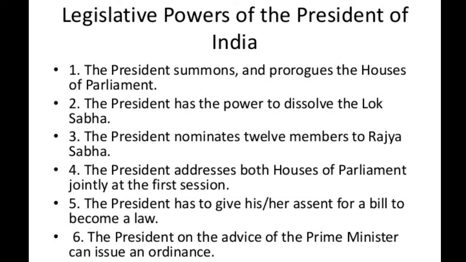The President can promulgate an ordinance. The ordinance passed by him or her is valid only for 6 months. He or she is also given the power to withdraw the ordinance at any time, or the ordinance lapses if it is replaced by an act of Parliament.